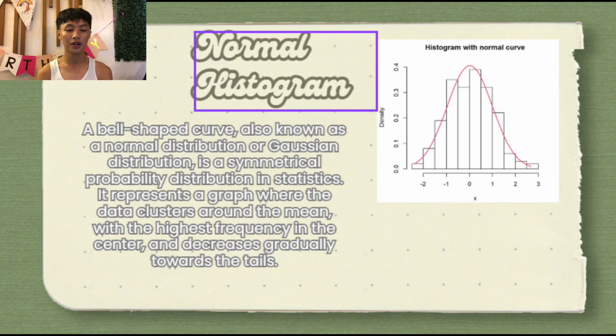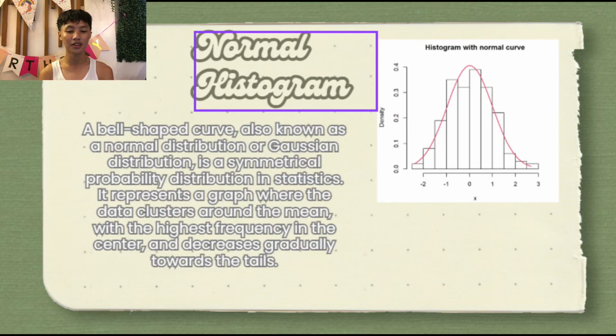Next is the normal histogram. A bell-shaped curve known as a normal distribution or Gaussian distribution is a symmetrical probability distribution in statistics. It represents a graph where the data clusters around the mean with the highest frequency in the center and decreases gradually towards the tails.